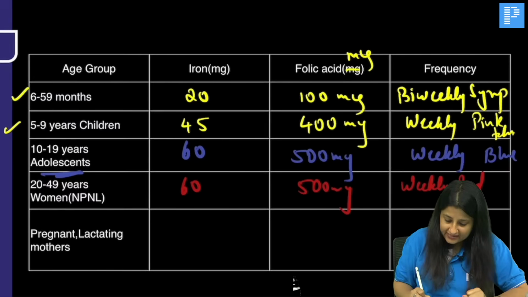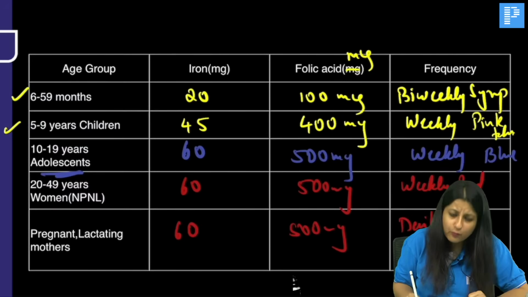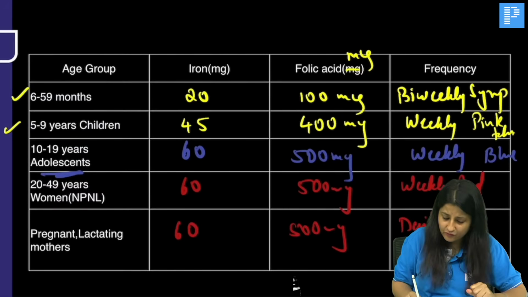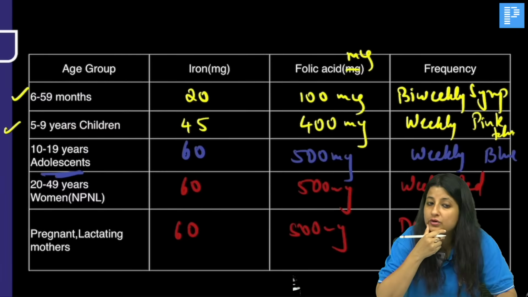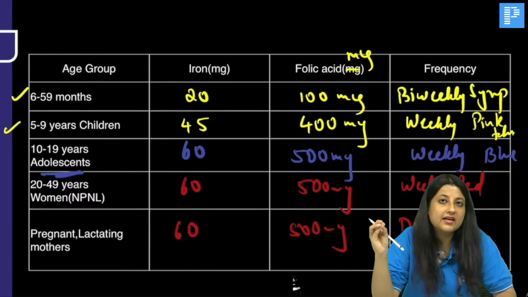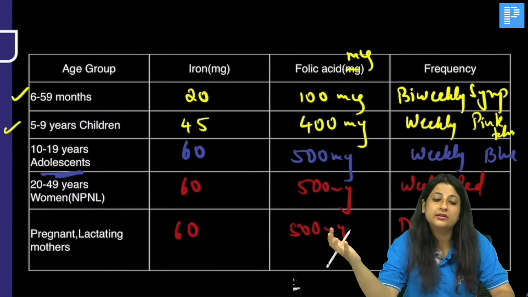And for pregnant and lactating women it is 60 mg iron and 500 microgram folic acid, but this is given daily. When do you start giving iron folic acid under Anemia Mukt Bharat? This was a question once, guys. Who remembers? When do you start giving iron folic acid under Anemia Mukt Bharat? कब देना start करते हो?